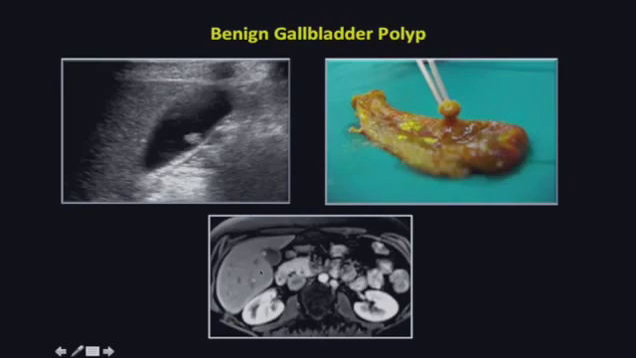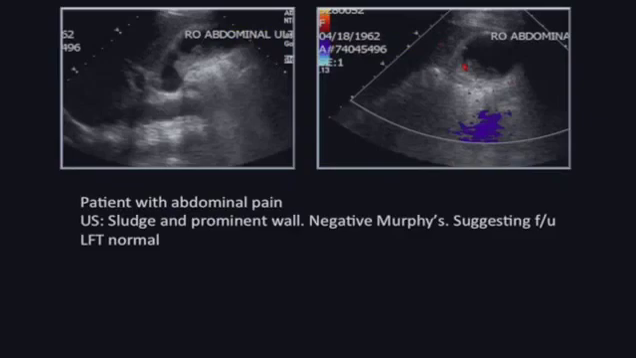There's no focal nodularity or thickening of this benign gallbladder polyp. So let's take a look at this case.